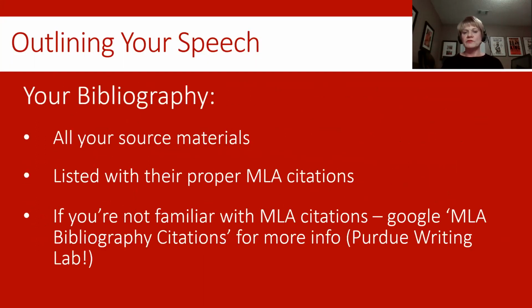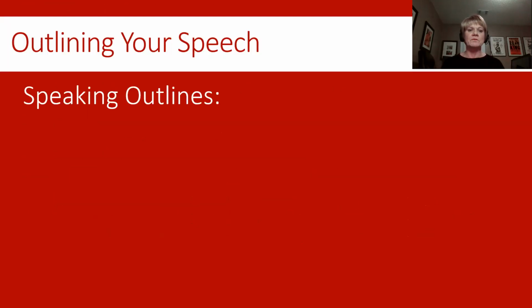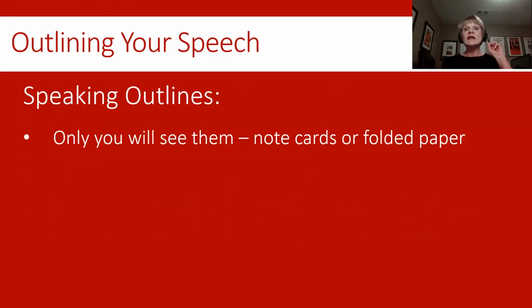When it comes to your bibliography, remember, all the source materials being cited in your speech need a listing in your bibliography, listed with their proper MLA citations. If you're not familiar, Google MLA bibliography citations, and you'll get information. And if you have trouble with that, just Google Purdue Writing Lab. They will take you step by step through a bibliography. It's perfectly good. All right, so a speaking outline, only you will see them.